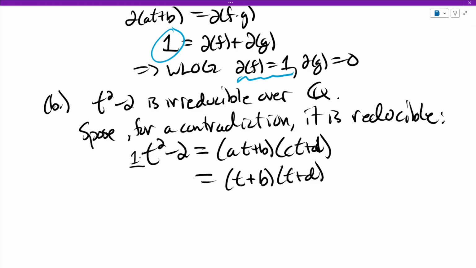All right, so (t + b)(t + d) should be t squared minus 2. And the question is, can you find a b and d that makes it work, or can you deduce that no such b and d work? Well, I don't know. Let's multiply it out.